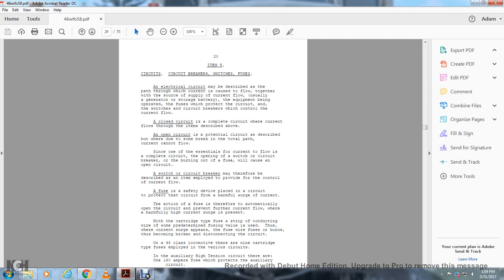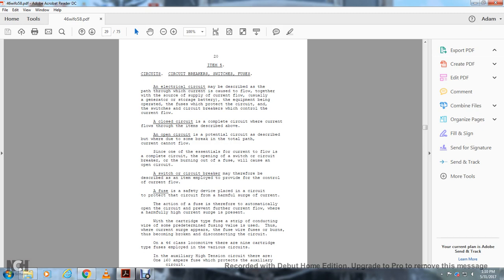A closed circuit is complete, with the circuit breaker closed, where the current would flow through the items described above. With an open circuit breaker, there is a break in the total path and the current cannot flow. Since one of the essentials of current flow is a complete circuit, the opening of a switch or circuit breaker, or the burning out of a fuse, will cause an open circuit. A switch and circuit breaker may therefore be described as items provided for control of the current flow.